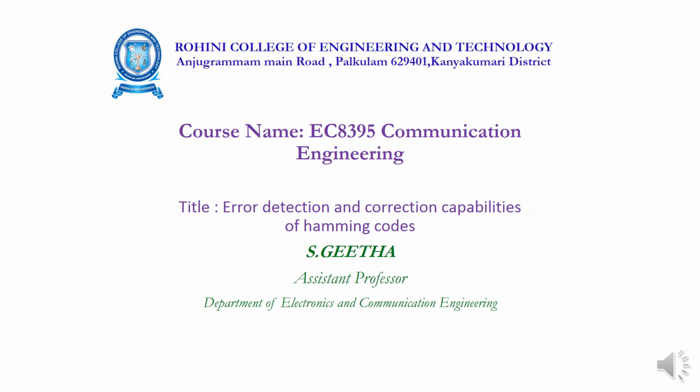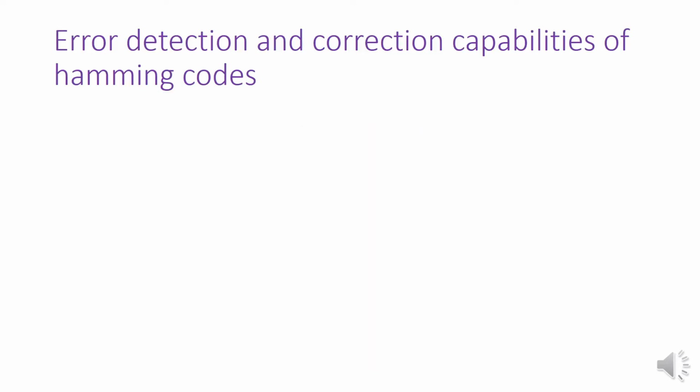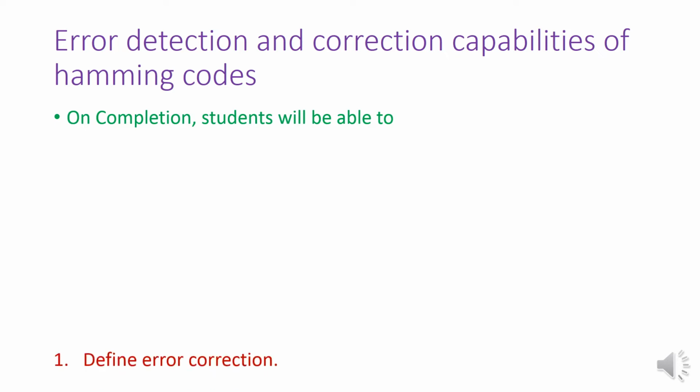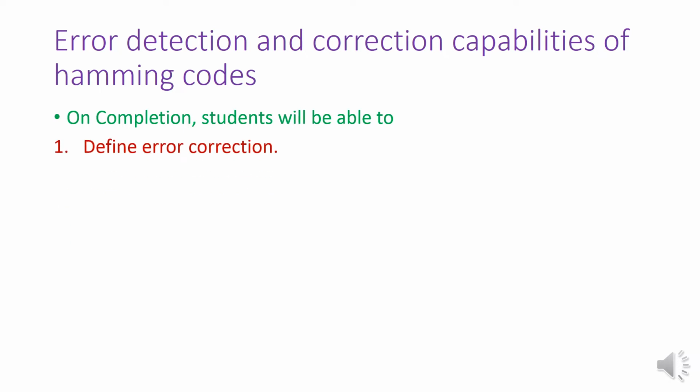Now I am going to discuss the topic on error correction and error detection capabilities of Hamming codes. On completion of error detection and error correction capabilities of Hamming codes, the students will be able to define error correction and define error detection.